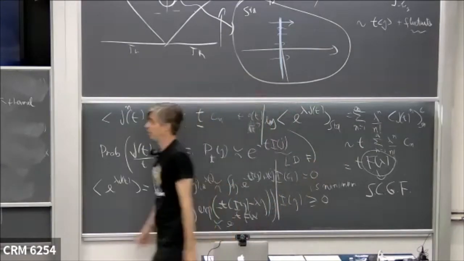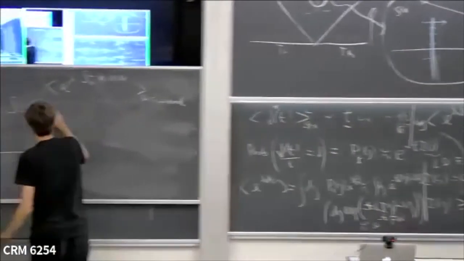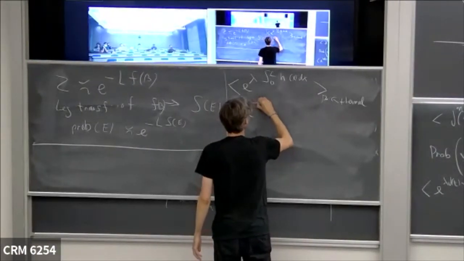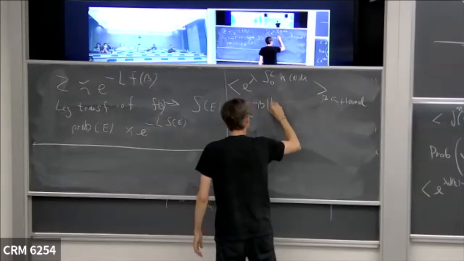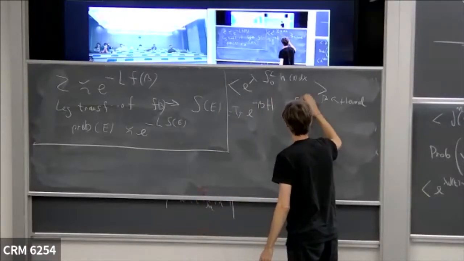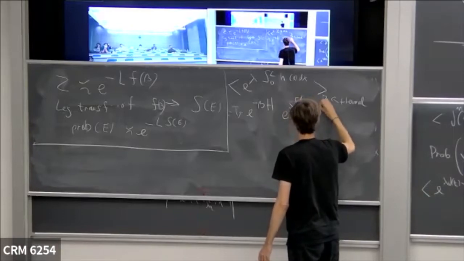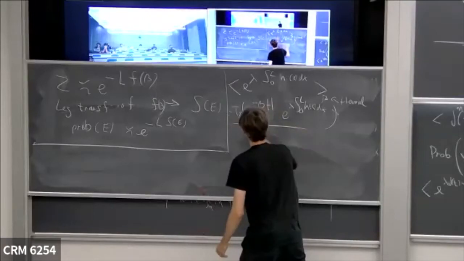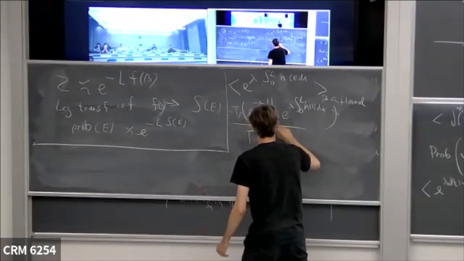Okay. So I can calculate. So this is trace, and then I have exponential of minus beta h, the total Hamiltonian, and then exponentials of lambda integration from 0 to L of the energy density dx. And of course, I must divide by trace exponential minus beta h. So this is the expression.